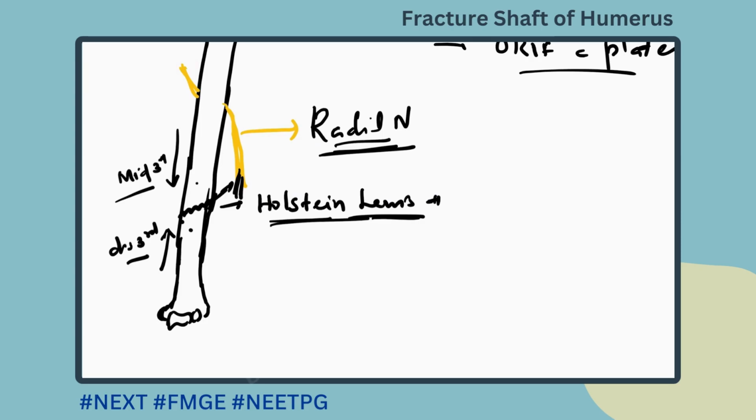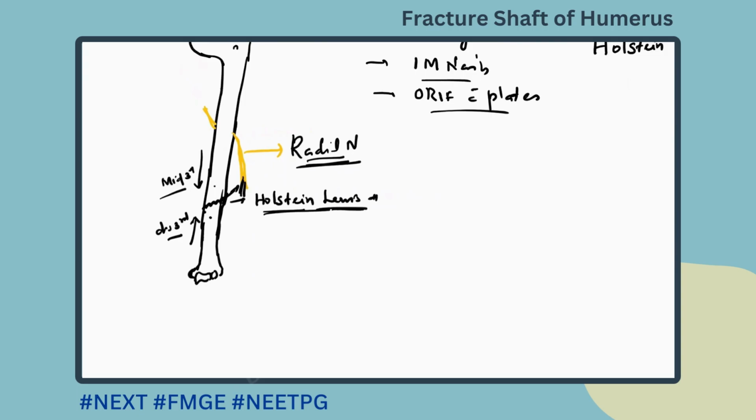The MCQ is very simple. The nerve injured in Holstein-Lewis fracture. Okay, clear? Fine. So this is about the humeral shaft fracture.